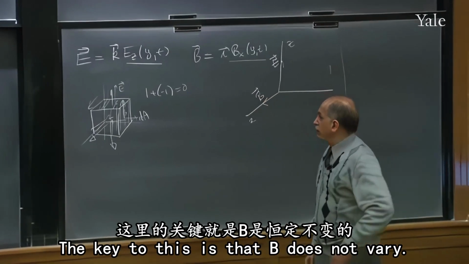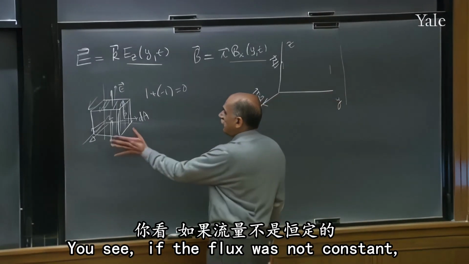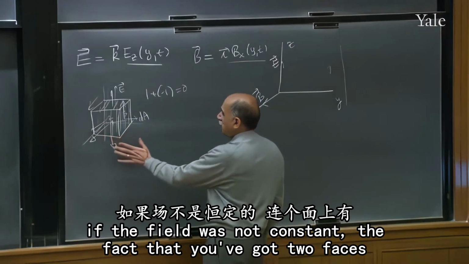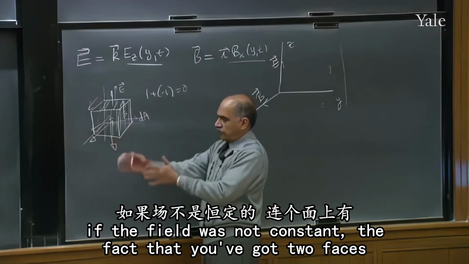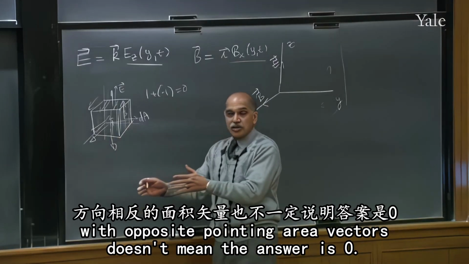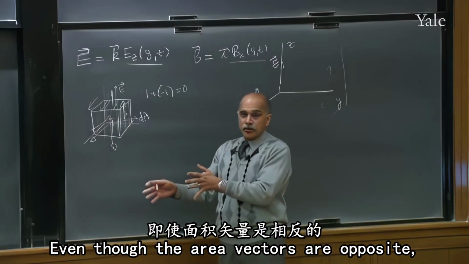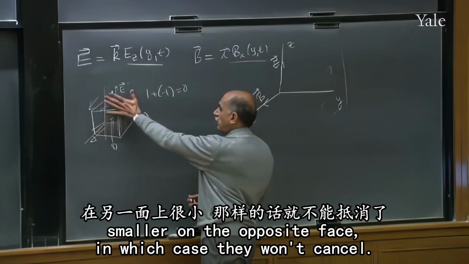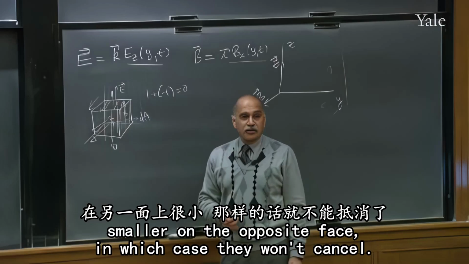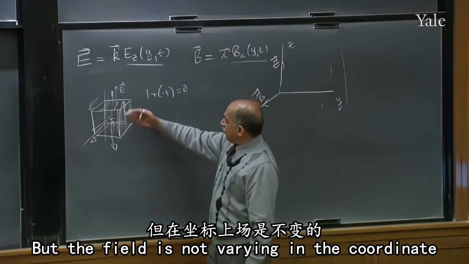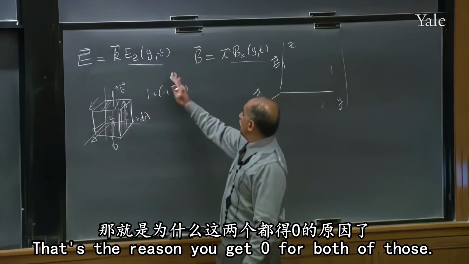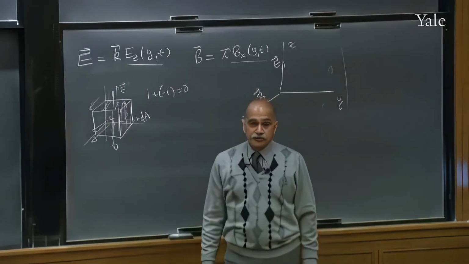The key to this is that B does not vary. You see, if the field was not constant, the fact that you got two faces with oppositely pointing area vectors doesn't mean the answer is 0. Even though the area vectors are opposite, the field strength could be bigger on one face, smaller on the opposite face, in which case they won't cancel. But the field is not varying in the coordinate in which I've displaced the planes. That's the reason you get 0 for both of those.